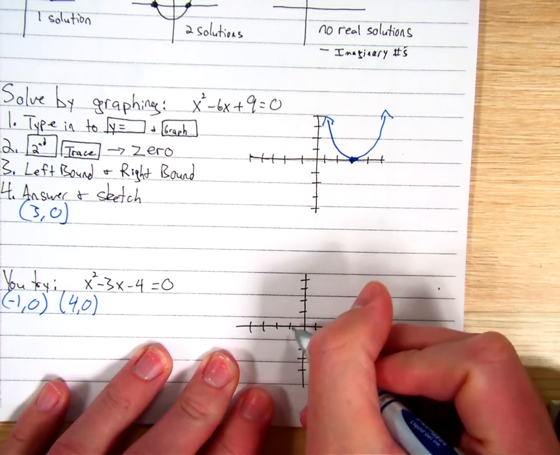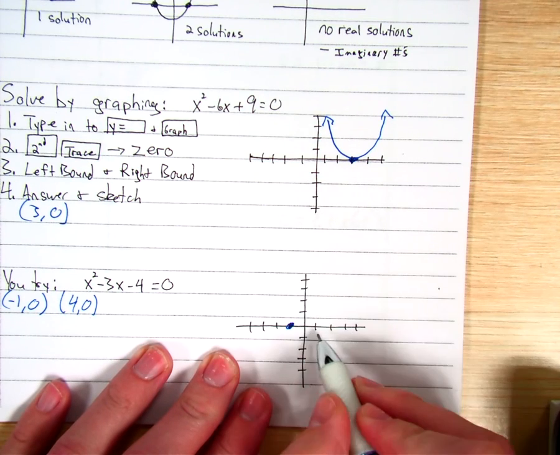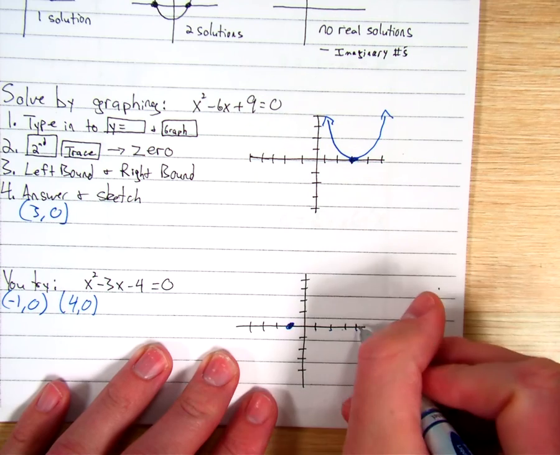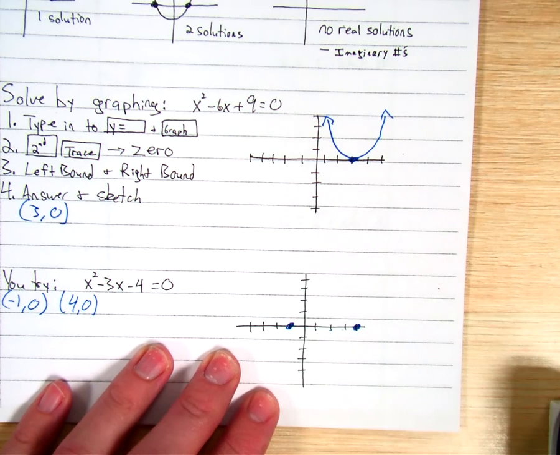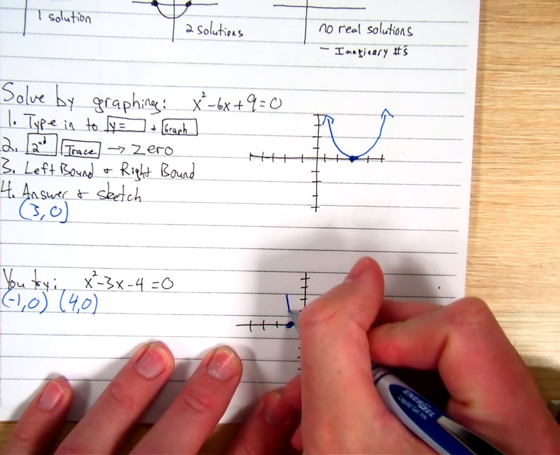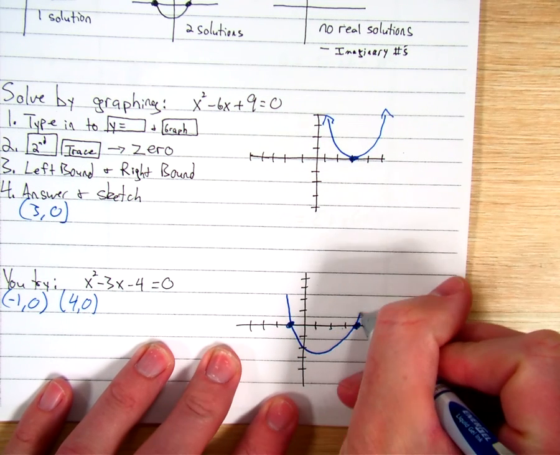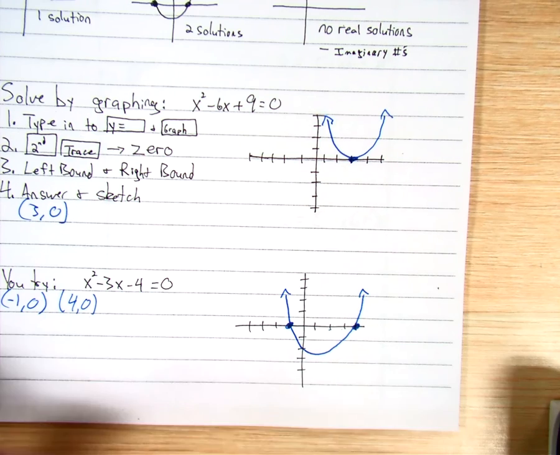Okay, we're going to put -1, 0 on there. 1, 2, 3, 4, 0 on there. And we're going to do our best to give us a little rough sketch so it looks pretty close to the other one.